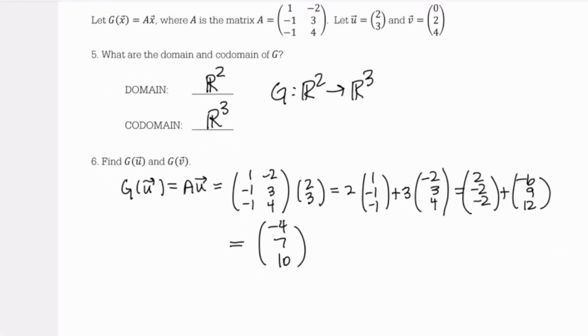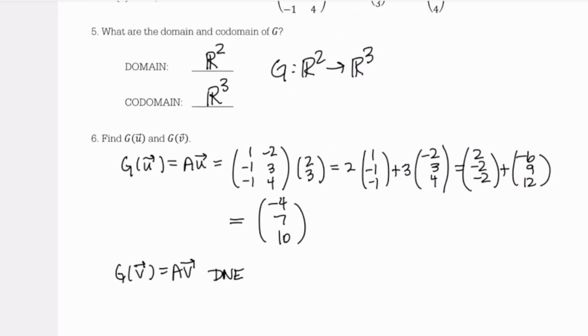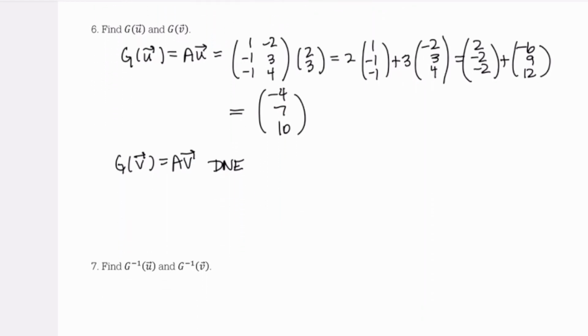And then for g of v, that's going to equal A times v, which I'm not even going to say equals. I'm going to say is not going to exist. The issue is that the dimensions are mismatched. A is a 3 by 2, and v is a 3 by 1. Those dimensions don't match up, so I'm not going to be able to do that multiplication. That doesn't exist. A three-dimensional vector is an element of the codomain, but not an element of the domain. It's undefined. It's not in the domain.